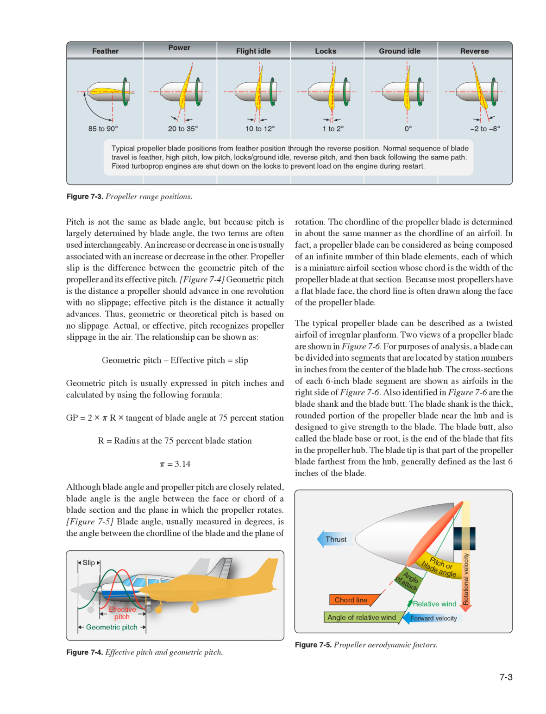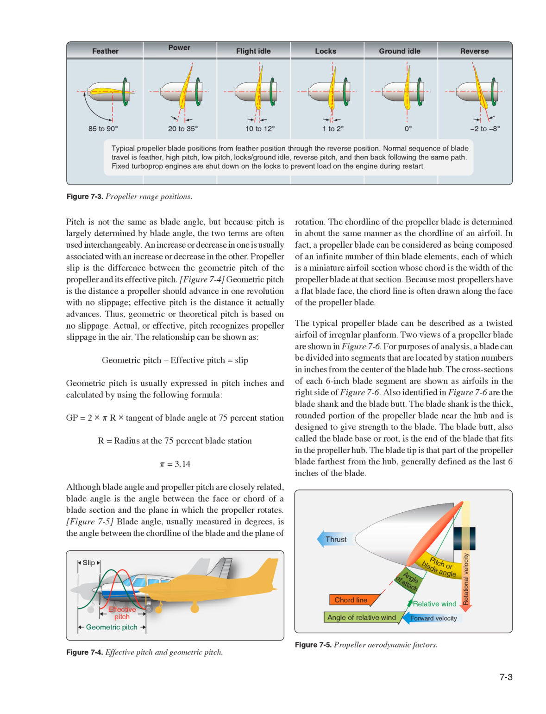Geometric pitch is the distance a propeller should advance in one revolution with no slippage. Effective pitch is the distance it actually advances. Thus, geometric or theoretical pitch is based on no slippage. Actual, or effective, pitch recognizes propeller slippage in the air. The relationship can be shown as geometric pitch minus effective pitch equals slip.